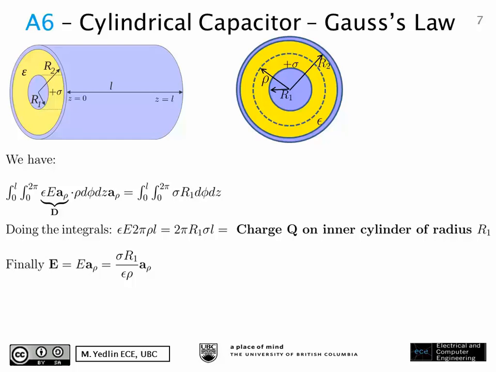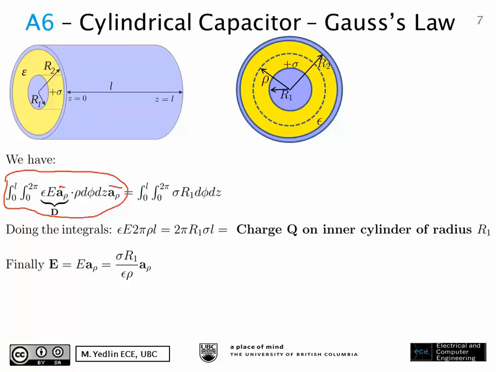Well, here is the algebra in a little more detail in Gauss's law. We have the integral for the total flux. There's no contribution except for flux coming out. There's no end cap contribution because E is only in the radial direction. So here we have these two, a rho dotted with a rho is 1.